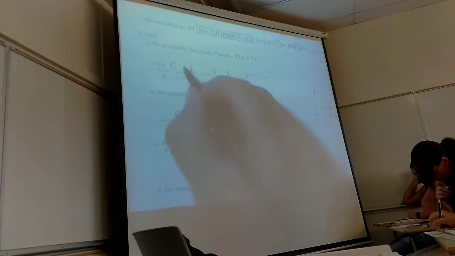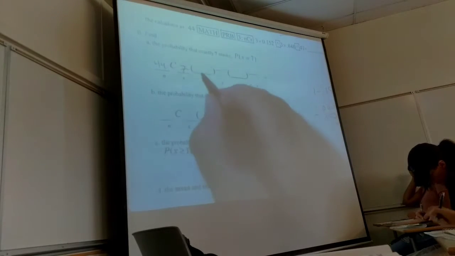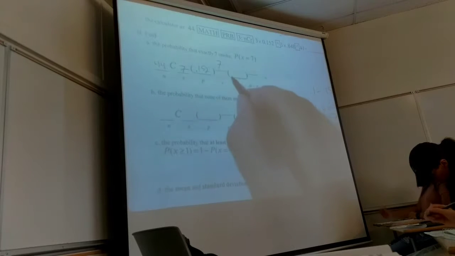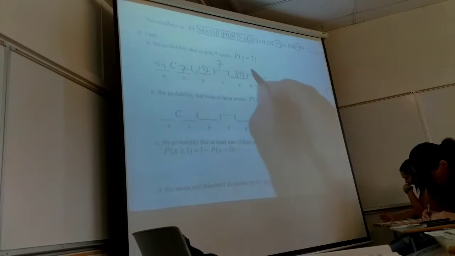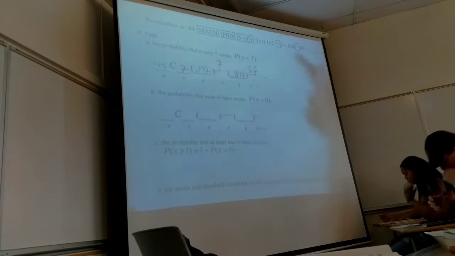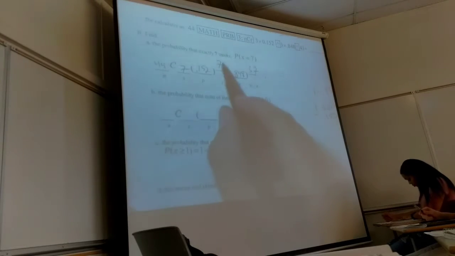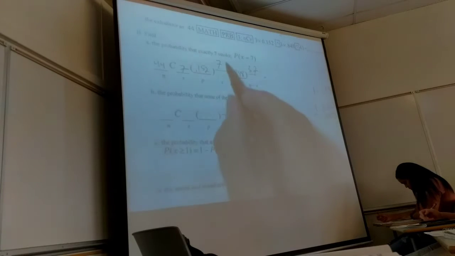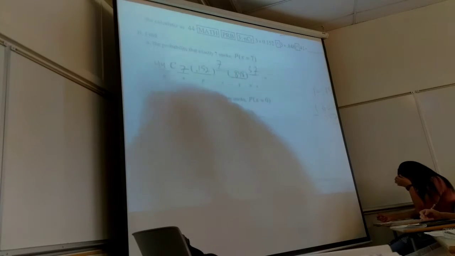44. Choose 7 of them to smoke. So what's P? And how many of those do I want? 7. It's crazy. Q is 0.848. And how many of those do I want? The rest. 44 minus 7. N minus X. So a real quick check is always these exponents have to add to be this.